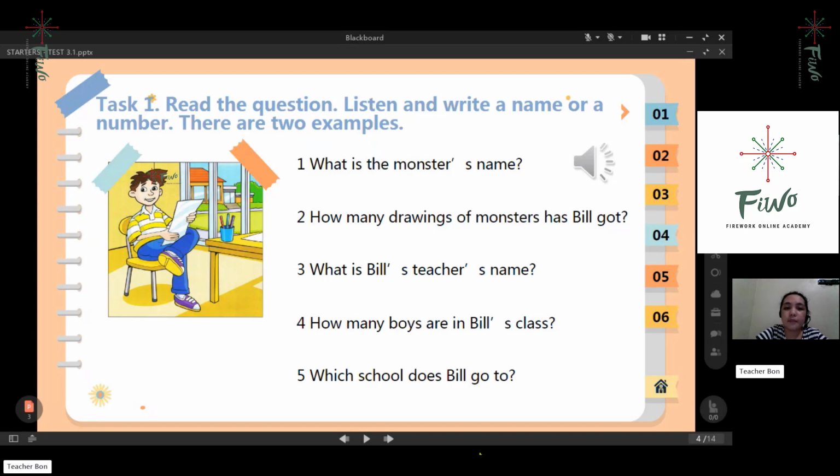Her name is Ugly. Okay, say Ugly. Ugly is a monster. Okay, Ugly is the monster's name. The monster is so scary. Can you describe what the monster looks like? The monster is very big.